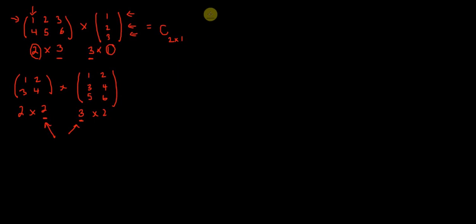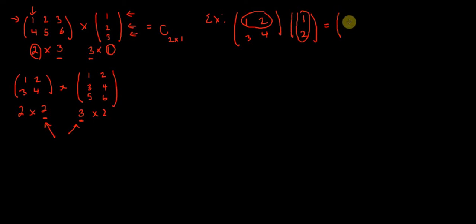Let's take the example of a matrix A defined as [1, 2; 3, 4], and a matrix B defined as [1; 2]. To multiply these two together, we're first going to take the first row of A and multiply it by the first column of B. That's going to give us 1 times 1 plus 2 times 2.